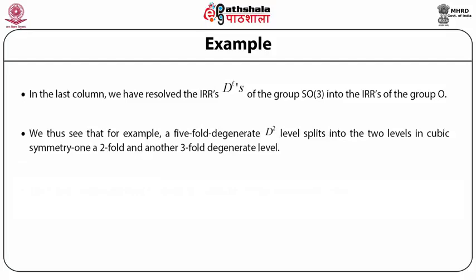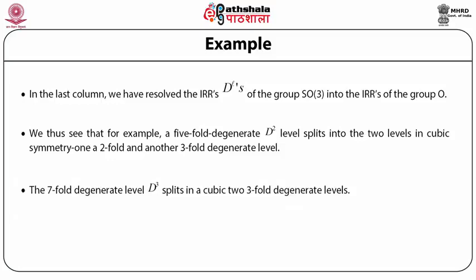We see from this that a five-fold degenerate D2, corresponding to L equal to 2, an irreducible representation of dimension 5, splits into two levels in the cubic symmetry. One is a two-fold degenerate level corresponding to the representation E, and another a three-fold degenerate level corresponding to the representation T1 of the group O. And the sevenfold degenerate level D3 splits into cubic threefold degenerate levels.